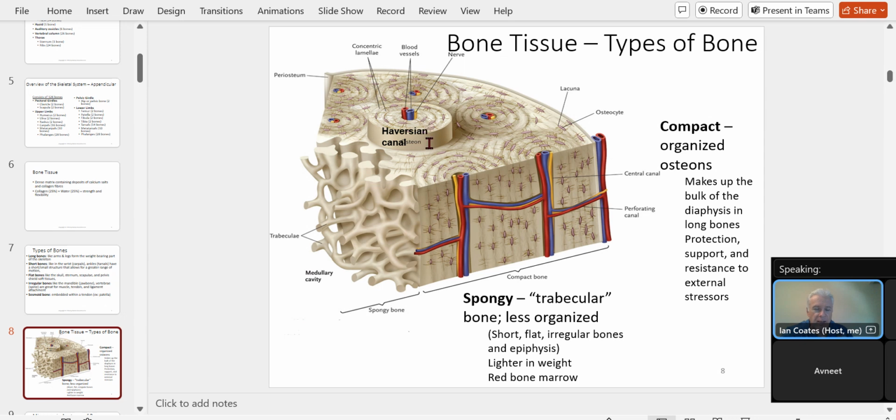And that's where the bone wraps around the blood vessels and the nerve right there. It makes up the bulk of the diaphysis of the long bone. We'll get into that. It protects, supports, and resists external stressors. Very compact here. You'll see you have lacunae, osteocytes, osteoblasts, osteoclasts. We'll get into these ones right there.